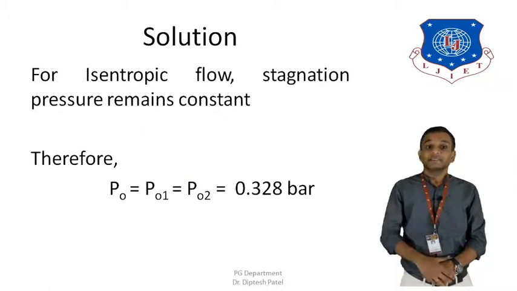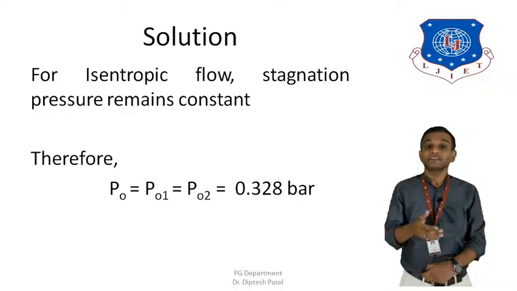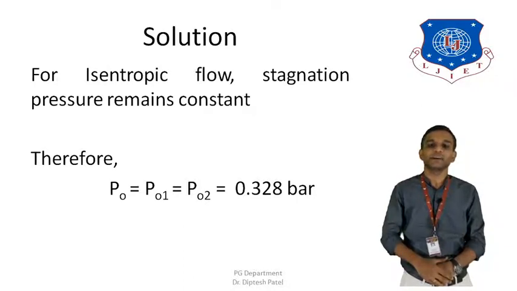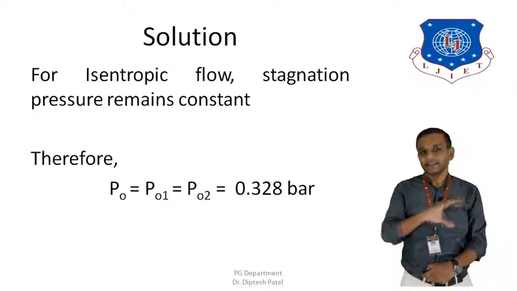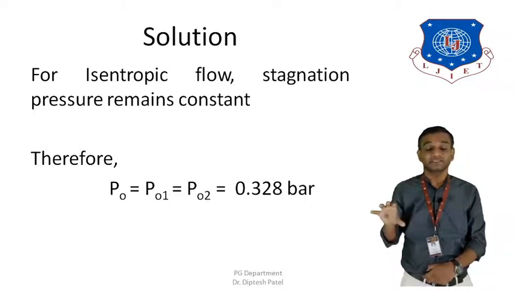Furthermore, since it is isentropic flow, the stagnation pressure also remains constant, and therefore P0 is equal to P01, which is equal to P02, and that would be 0.328 bar. So here we have the stagnation pressure constant throughout the sections.